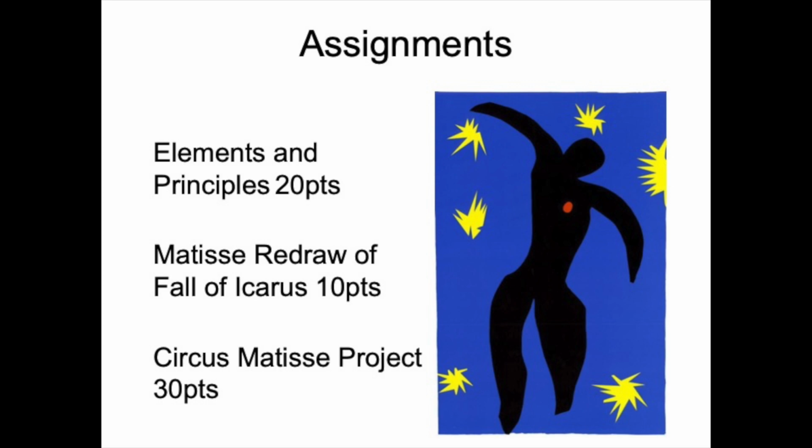Again, I would try and stay away from using the stroke in Illustrator or in Vector due to the fact that it does start to ruin the illusion that it's a cutout piece of paper. So the last couple of days we have been working with Illustrator with some basic imagery. You should have your elements of principles done. Then you're going to work on your Matisse redraw, and that's the redraw of the image pictured here called the Fall of Icarus. And then you're going to start on your own Circus Matisse project that would fit with Matisse's work in the Jazz series.